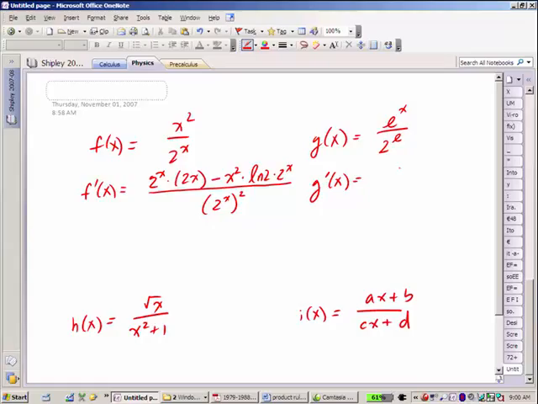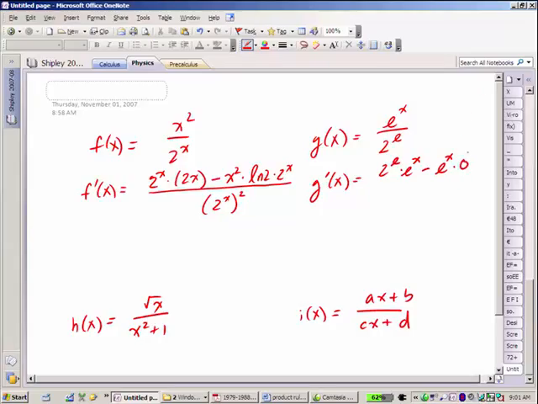So low is 2 to the e times e to the x minus e to the x times ln 2 to the e. It's not e to the minus. Careful. I'm trying to trick you. 0. Yeah. Right.